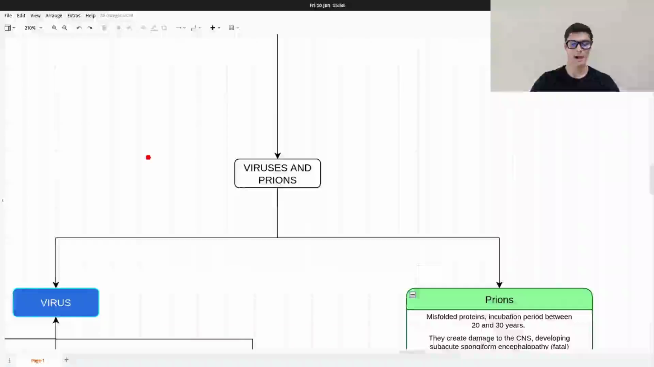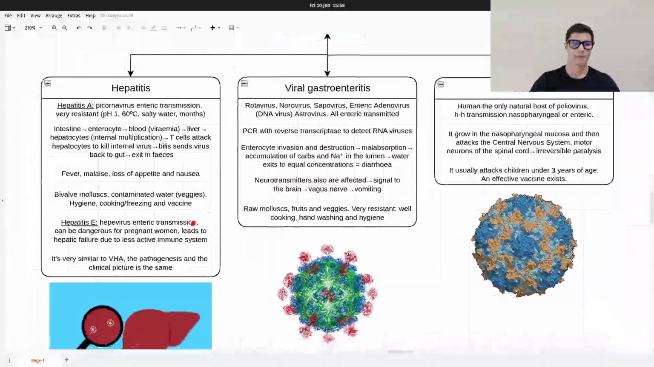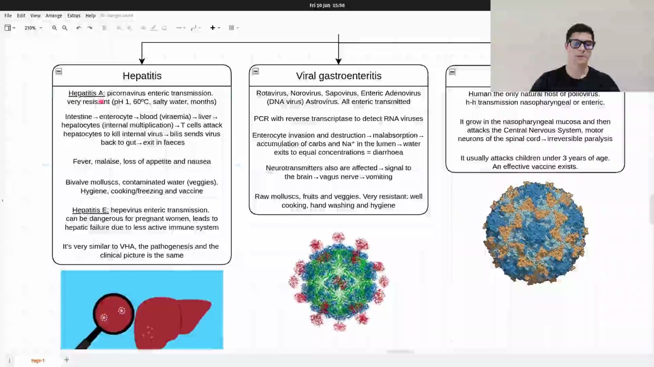And then we have viruses and prions. Among viruses, we have hepatitis, viral gastroenteritis, and polio. Hepatitis A is a picornavirus with enteric transmission. It is very resistant: pH 1, 60 degrees, salty water, and it lives for months.